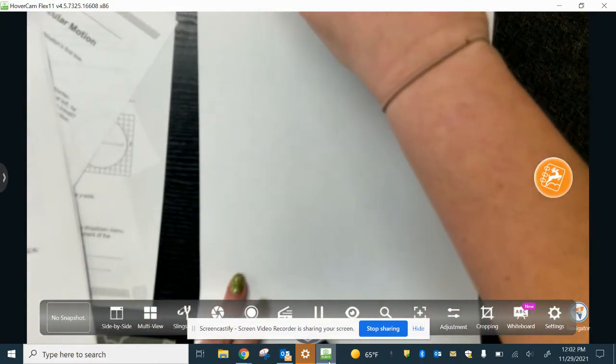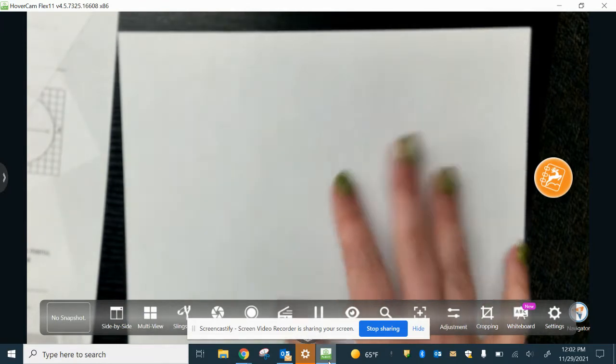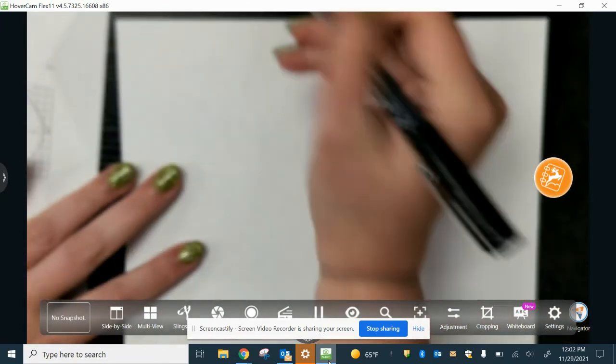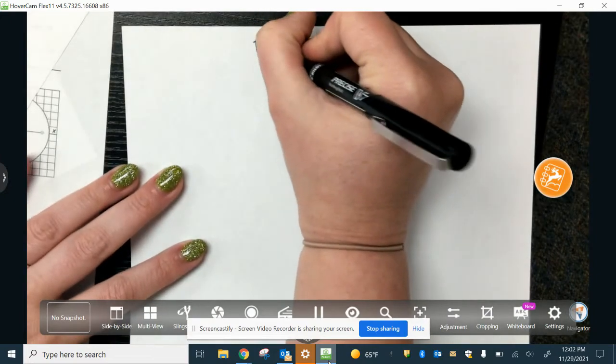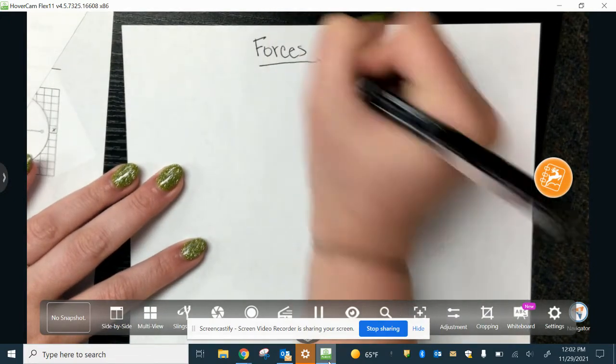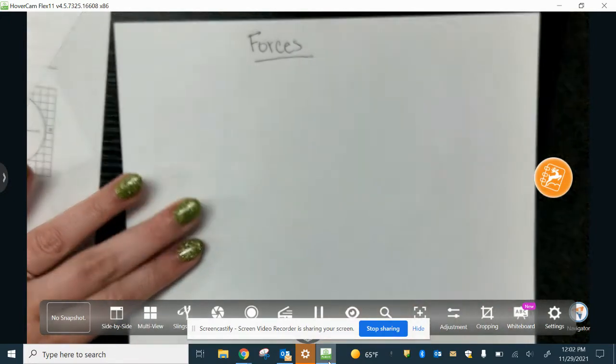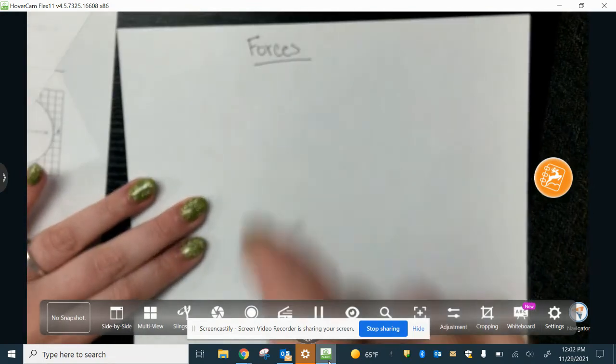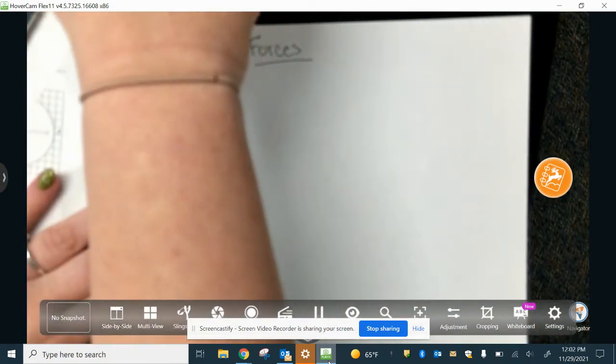Alright guys, so today we're going to go over some forces. And this is for your force retest. So if you need to retest, this is what you have to bring into me. So forces. So remember there are three laws of forces.